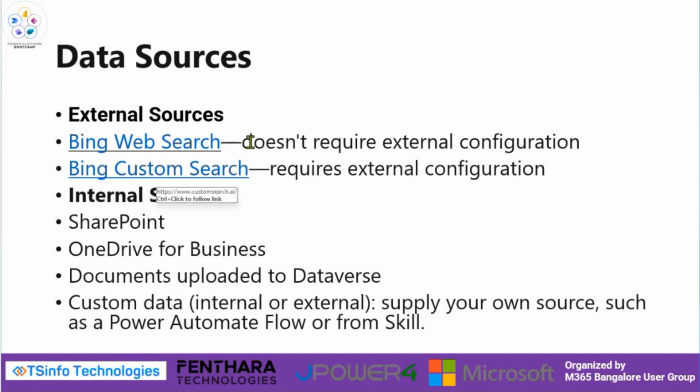There, it can be categorized into two things: external source and internal source. For external source, you can configure it based on Bing web search. It doesn't require any external configuration. By default, if you enable the Bing web search, the Copilot you are building, or the standalone Copilot you are creating, will have the same capability as Bing web search. It means it would be able to go and find the latest information available on the internet and respond in a generated answer manner.